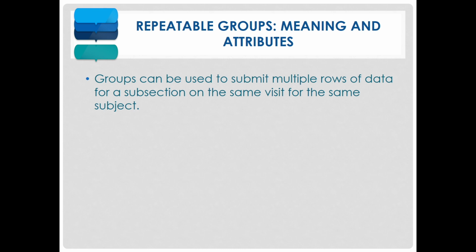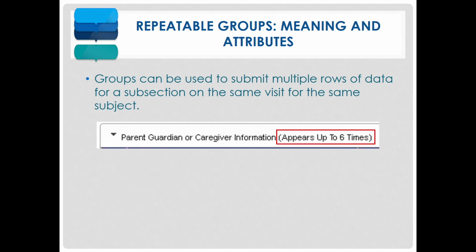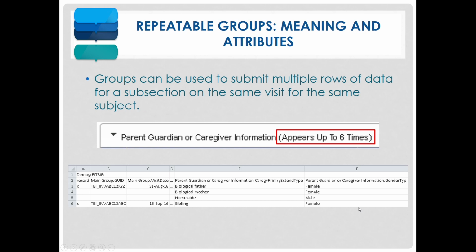Groups can be used to submit multiple rows of data for a subsection on the same visit for the same subject. As shown below, you can see that this group can appear up to 6 times. This is the format of what you would be submitting. You can see that multiple rows can be added per subject. In this case, we have 3 rows for this repeatable group.